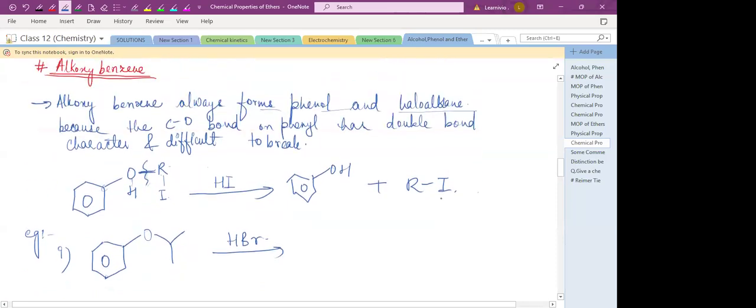So whenever the benzene ring comes in the ether part, in the ether question, just be careful. You don't have to break this bond. Never make this mistake. This bond will never break because it is very difficult. It's involved in resonance and has a partial double bond character. Due to that, you can't break the bond. So always break this other bond.